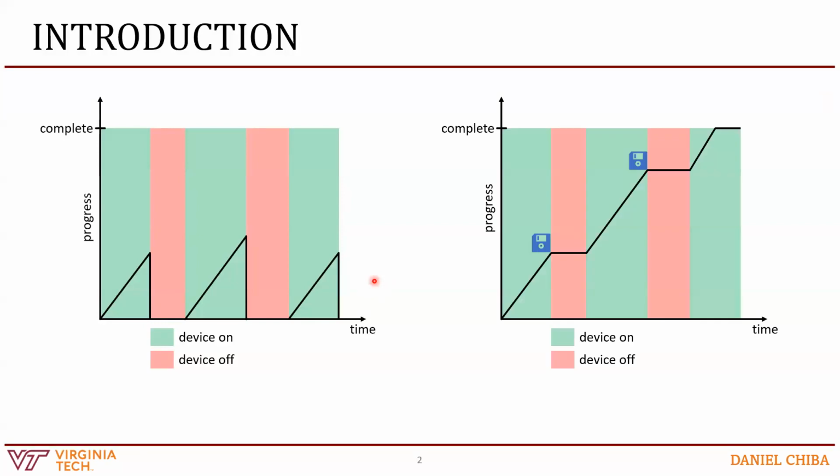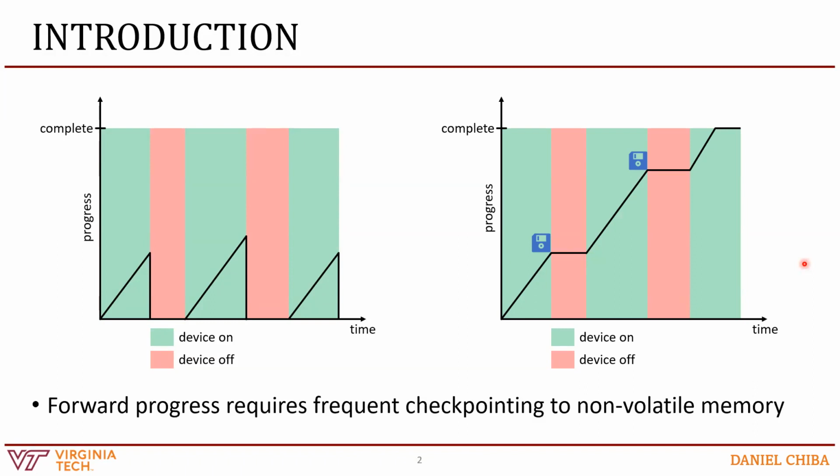So what you need to do is frequently save your volatile program state into non-volatile memory so that when your device powers back up again after losing power, you can continue from the same point and actually reach completion eventually. So yeah, intermittent computing requires frequent checkpointing of your volatile program state, which includes volatile memory and registers, to non-volatile memory.